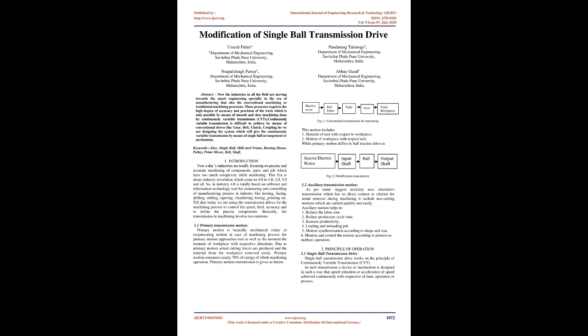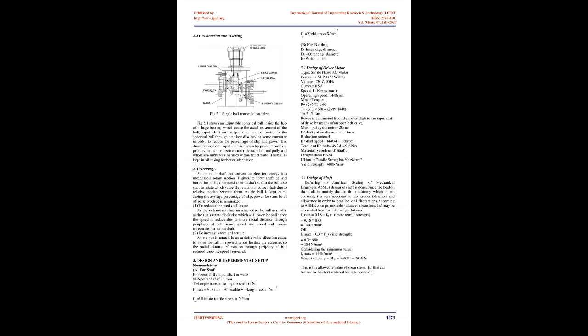Basically, the transmission in machining involves two motions. 1.1 Primary transmission motion. Primary motion is basically mechanical rotary or reciprocating motion. In case of the machining process, the primary motion drives the tool as well as the movement of the workpiece in respective directions. Due to primary motion, actual cutting forces are produced and the material from the workpiece is removed easily. Primary motion consumes nearly 70% of the energy of the whole machining operation. Primary motion transmission is given as below.